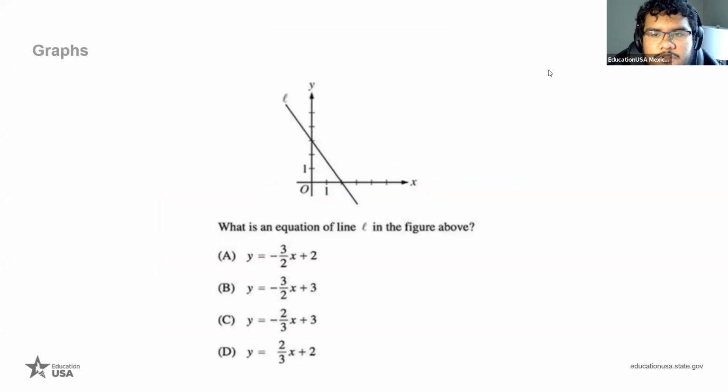This one is asking you to look at a graph, like a simple XY graph. So this one is asking you to derive an equation of the line shown here. So what is an equation of the line L in the figure above? I'll let you guys go and work this out.